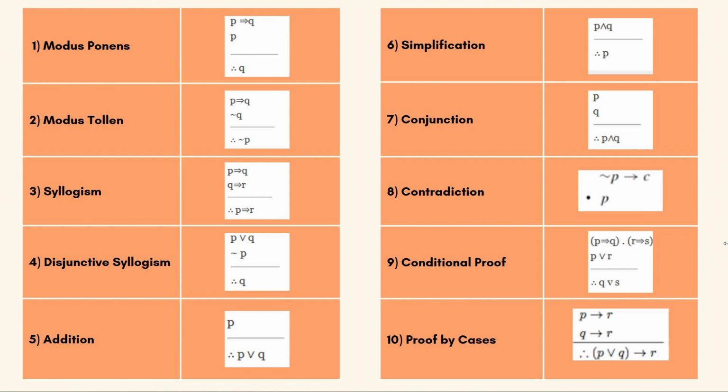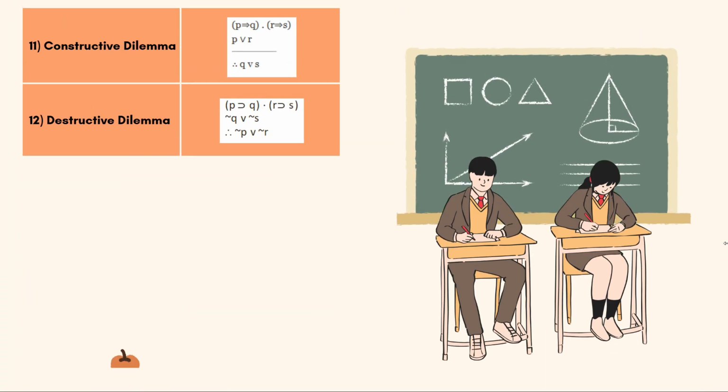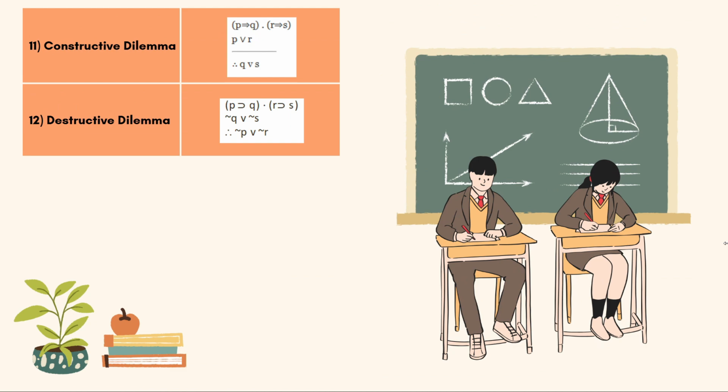The first one is modus ponens. The second one is modus tollens. The third is syllogism. Fourth, disjunctive syllogism. For the fifth rule, we have addition. Then we have simplification and conjunction. Also, contradiction and conditional proof. Then we have proof by cases, constructive dilemma, and the last one, destructive dilemma.